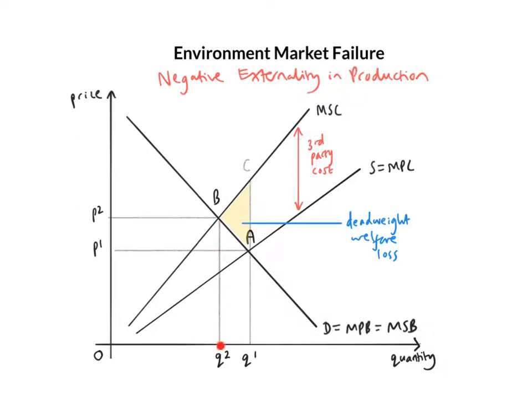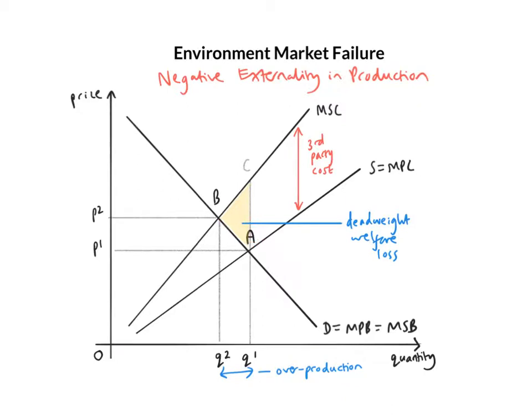Notice, though, that the optimal output is not 0. It's where marginal social benefit equals marginal social cost. So, because of the externality, there is overproduction here. The third-party cost can be shown between the two curves. What's the cost to society? Well, the cost is the difference between the marginal social cost curve and the marginal social benefit curve between the optimal point and the market equilibrium. So that's this triangle here, the deadweight welfare loss, ABC.